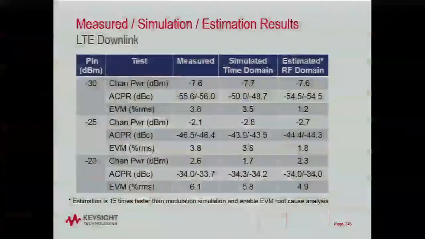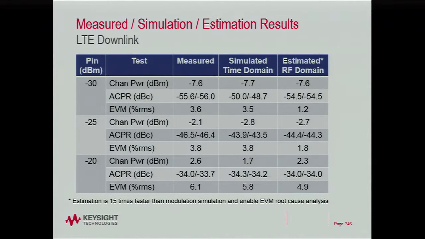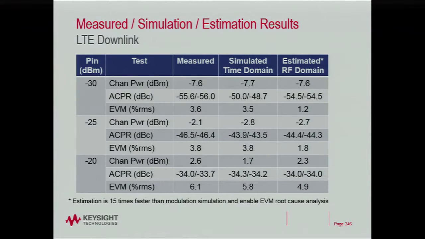And I want to go right to the results. Okay, this is the punchline. We did this test over 3 different power levels, and we looked at some typical characteristics. I may just mention that this was an LTE downlink test. So we looked at channel power, ACPR, and EVM under these 3 conditions. Now, of course, the measured results, we all know what that is. That was the test setup that we did using our equipment.